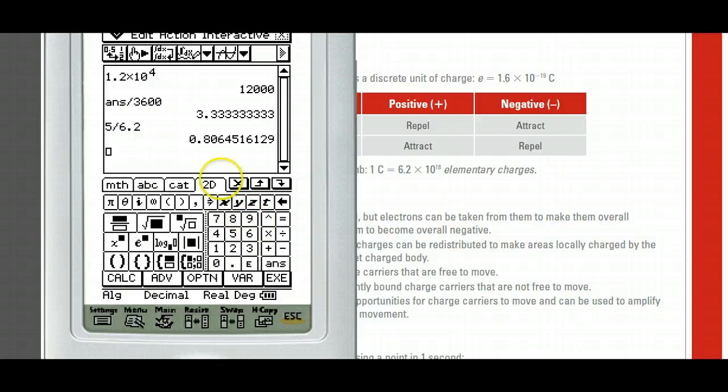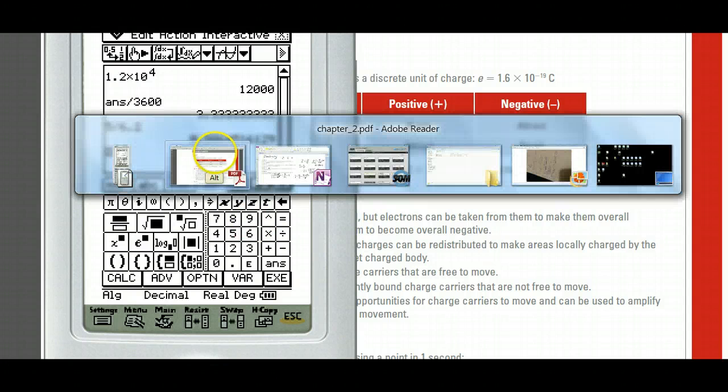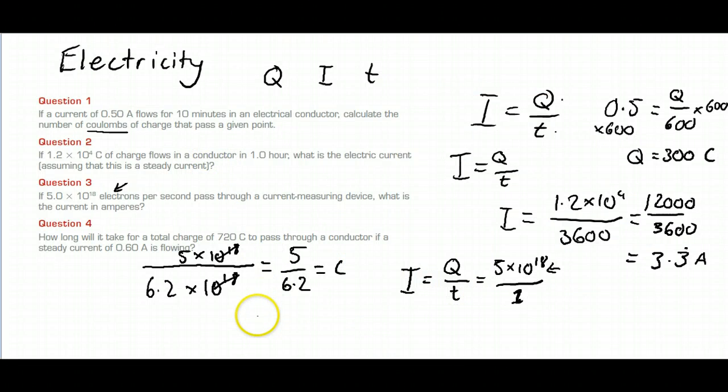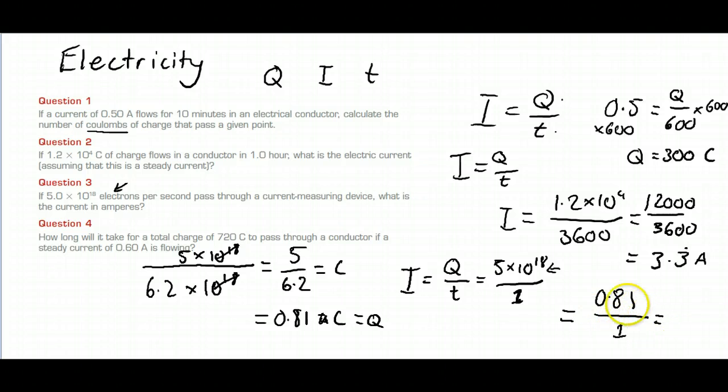Okay, so 5 divided by 6.2 is 0.81, so we have 0.81 coulombs, which is our amount of charge. So now we just need to put that into this equation here, because we were trying to find amps. So we've got 0.81 coulombs divided by 1 second, which means it's just going to be itself. So 0.81 amps.